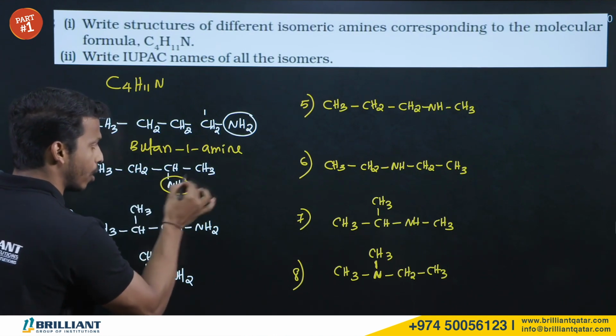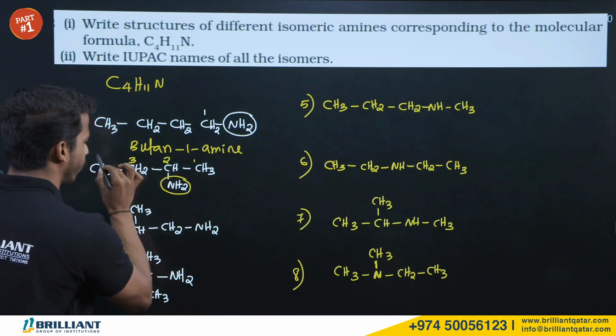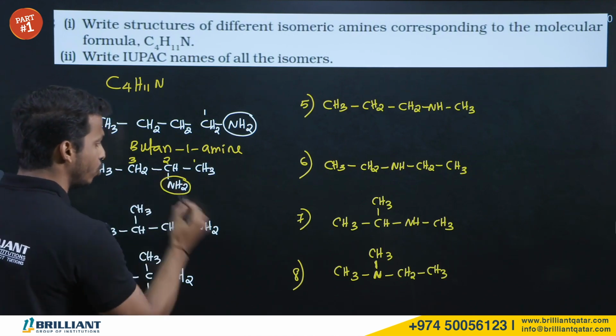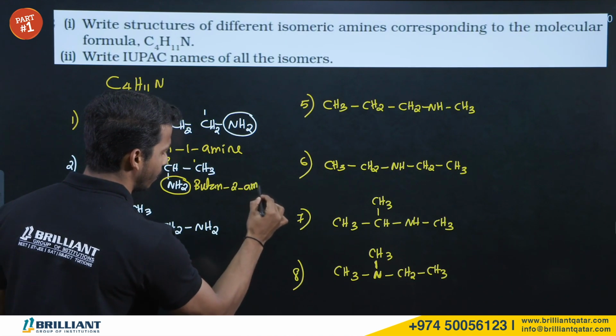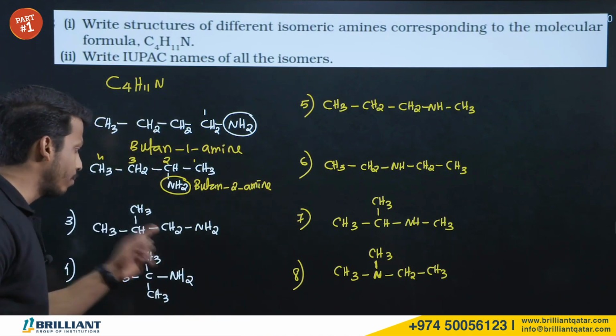Here the amine should get the lowest number. So 1, 2, 3, 4. We can say that it is butane-2-amine. Yes or no? Butane-2-amine. All right. What is the name of this compound?